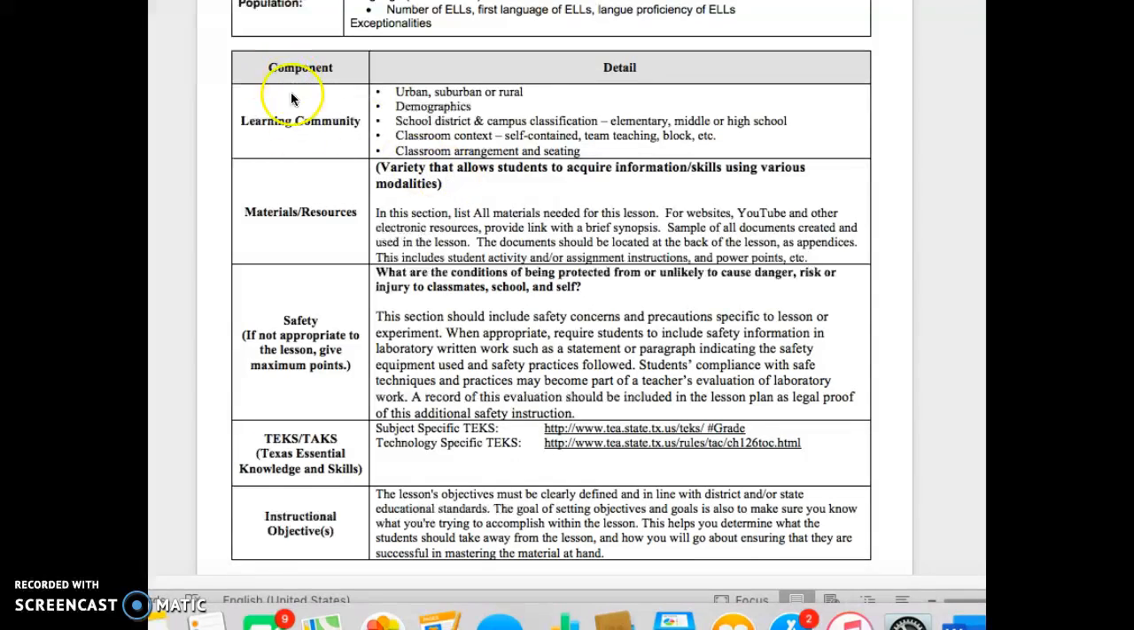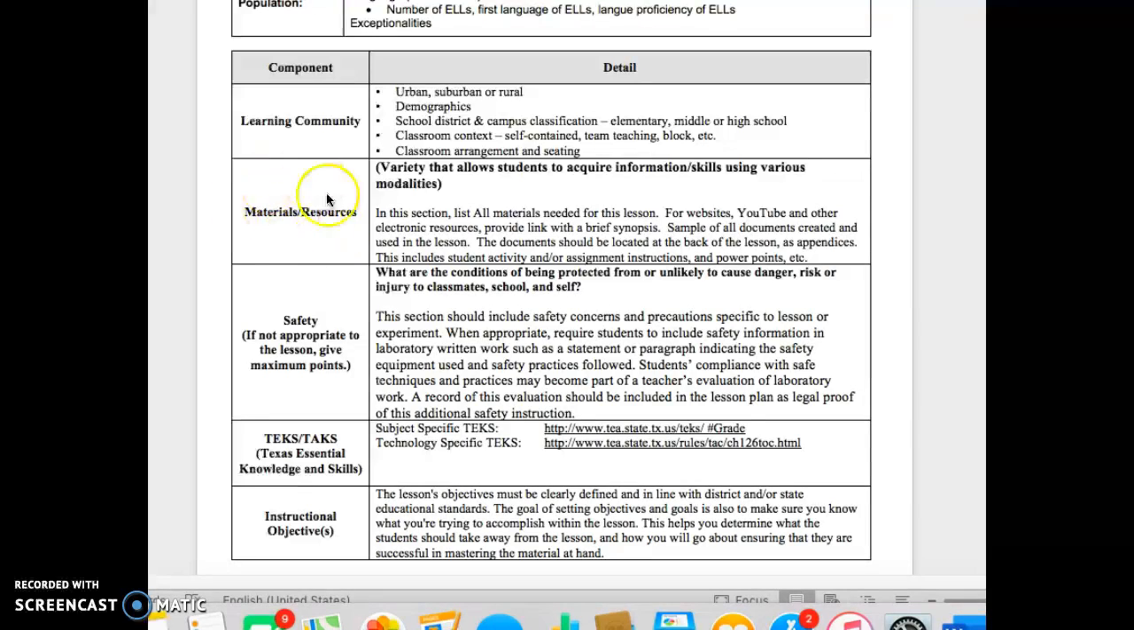And down below you have components and then details. So in this first component, you have a learning community, and that's going to include details over the urban, suburban, or rural demographics, school district and campus classifications. So you're going to put either if it's elementary, middle, or high school. The classroom content, if it's self-contained, or if it's a team teaching activity, or is it a block activity. And also, how do you want the classroom arranged? Is it maybe going to be grouped together or just individually?